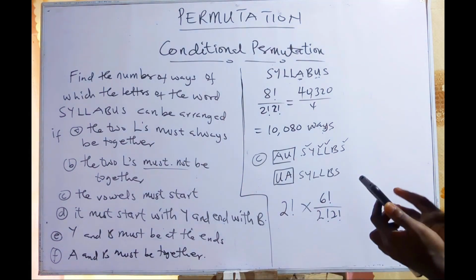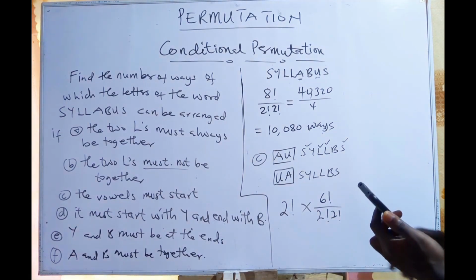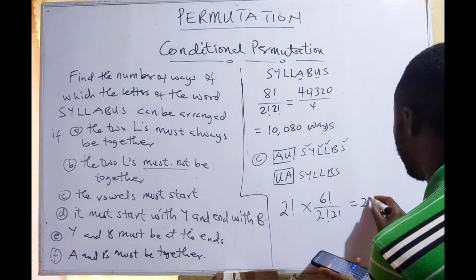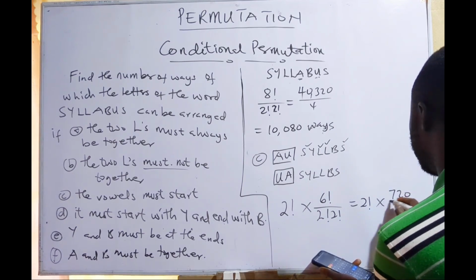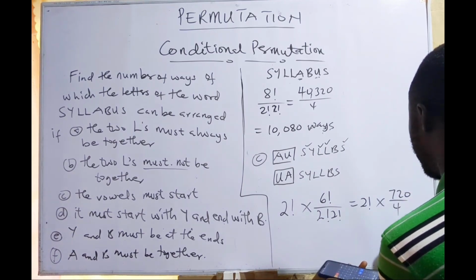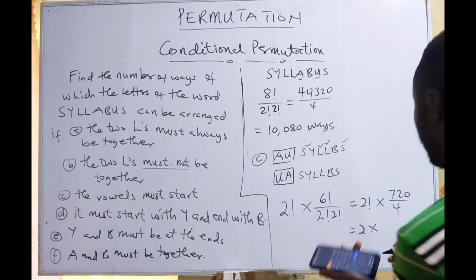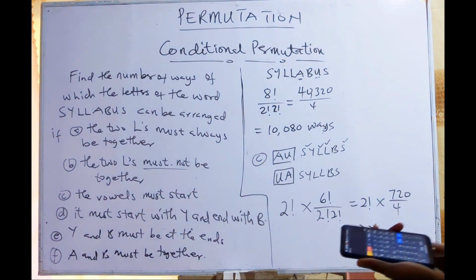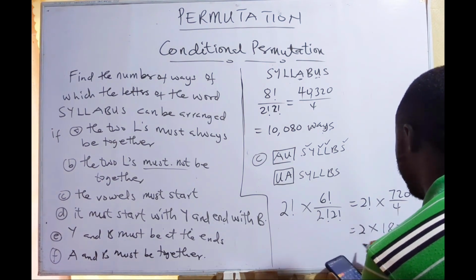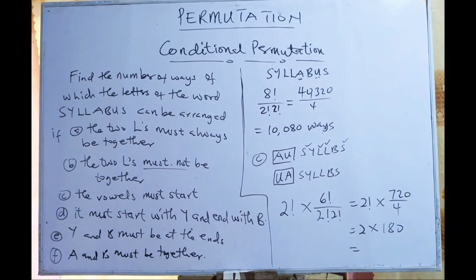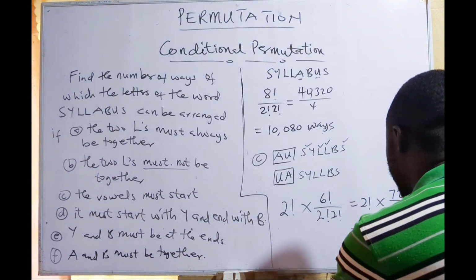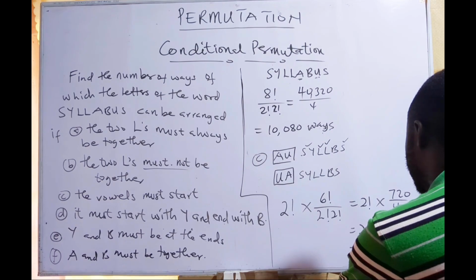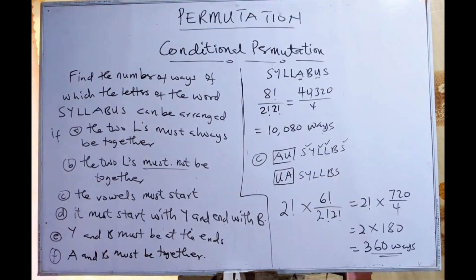Okay, 6 factorial will give us 720. So we have 2 factorial multiplying 720 divided by 2 factorial times 2 factorial, which will give us 4. And 2 factorial is 2. So let's see, 720 over 4 will give us 180. Okay, 180. So if that gives us 180, then 2 times 180 is going to give us 360. So 360 ways, if the vowels must start.